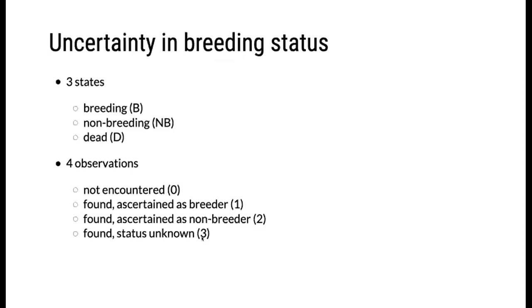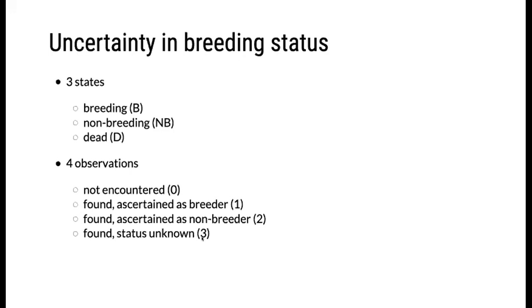So what do we do with that? Usually what we do is either you just drop this data or you assign the unknown state arbitrarily to another state, breeder or non-breeder, by, I don't know, throwing a coin or whatever. Well, you have to do something with this data. I mean, it's there. So it would be better if we could use this data in the modeling process.